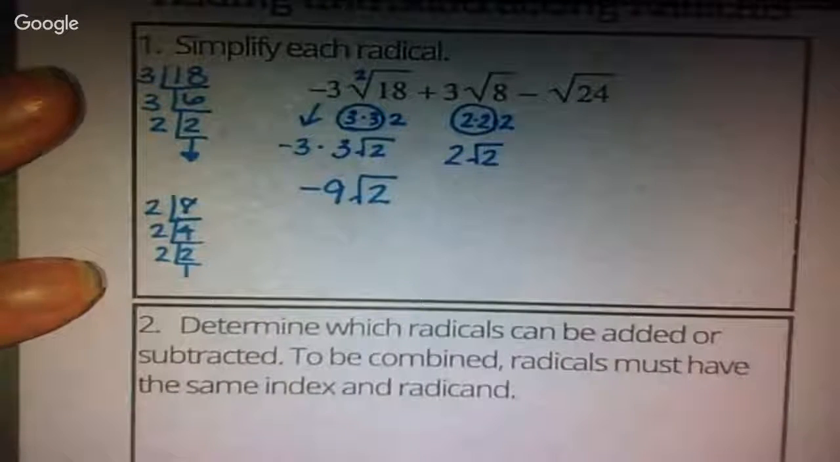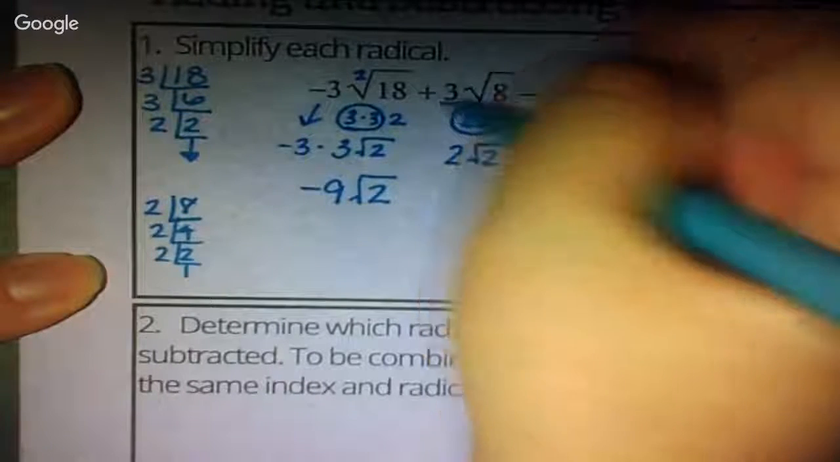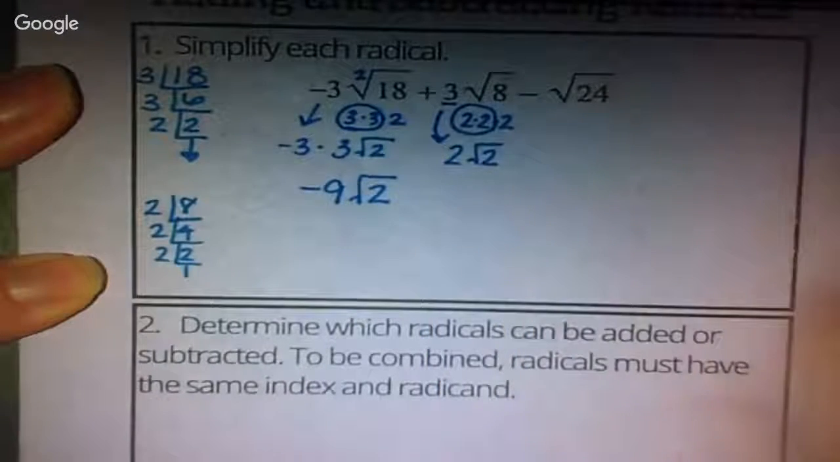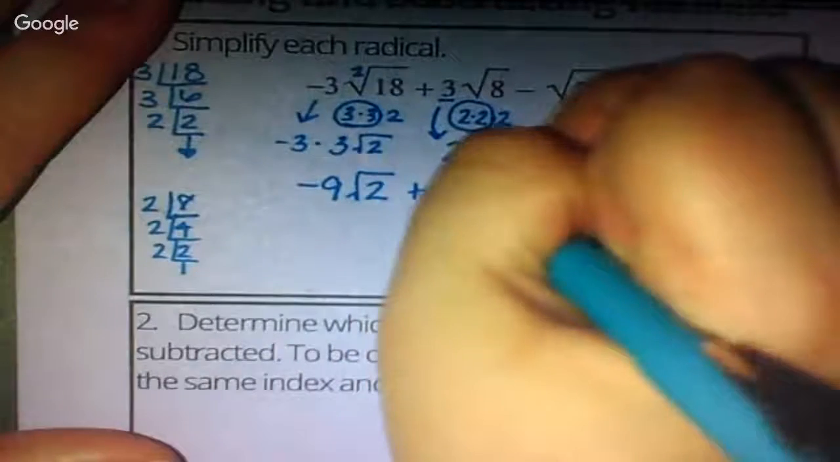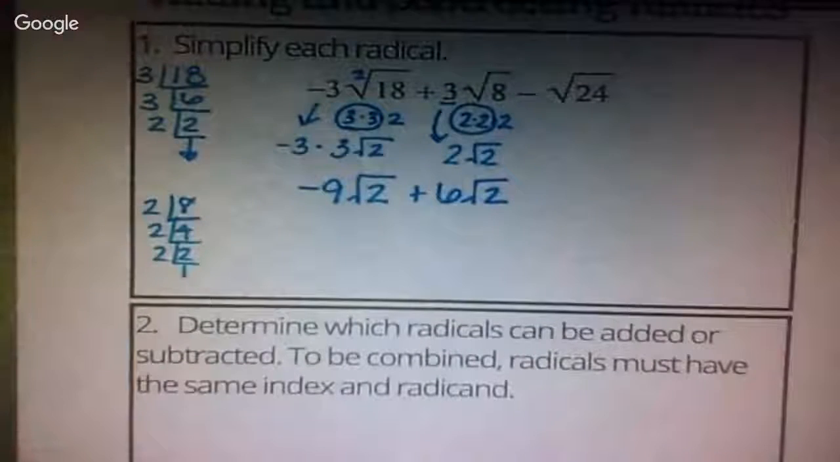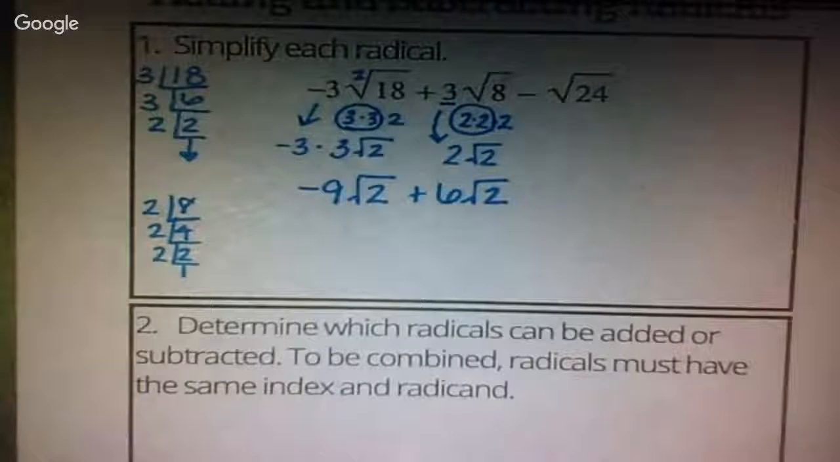Okay. The last thing I need to do then, I already had a 3 out front. So it needs to come down and multiply by what I already have. So that becomes 3 times 2, which makes this 6 square roots of 2. And it's positive, so we're adding. See how you just created like terms now? Okay, so when we're finished, those will actually go together because you've simplified it enough for it to work.